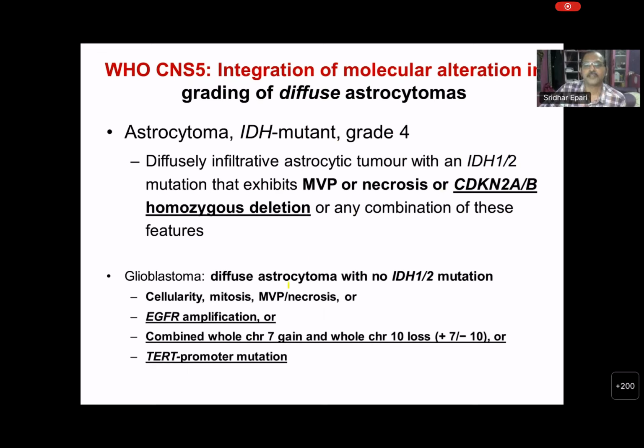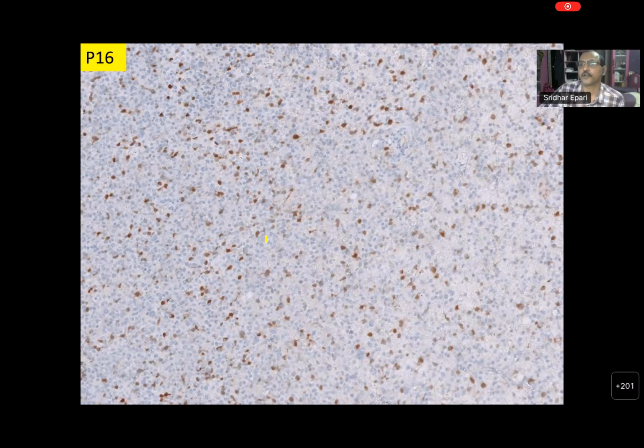Whereas when there is no IDH mutation, other molecular markers like EGFR amplification and TERT promoter mutation can be used as molecular surrogates for glioblastoma, along with other features like combined gain of whole chromosome 7 and loss of chromosome 10. For CDKN2A homozygous deletion, we can use P16 as a surrogate. If you don't get any cell positivity, it suggests a CDKN2A homozygous deletion.